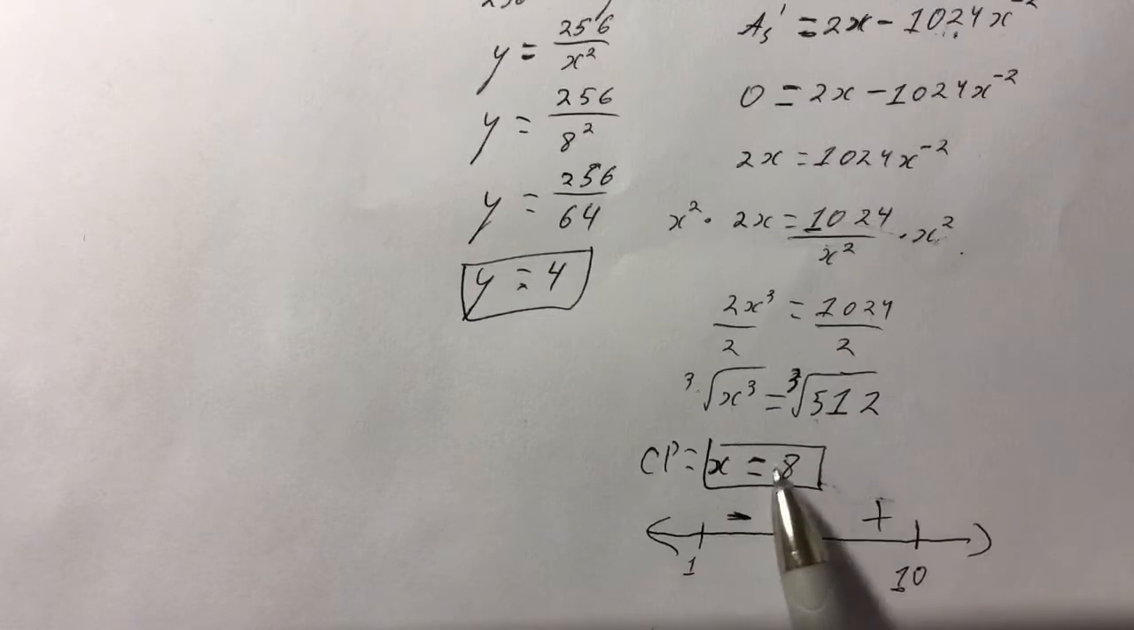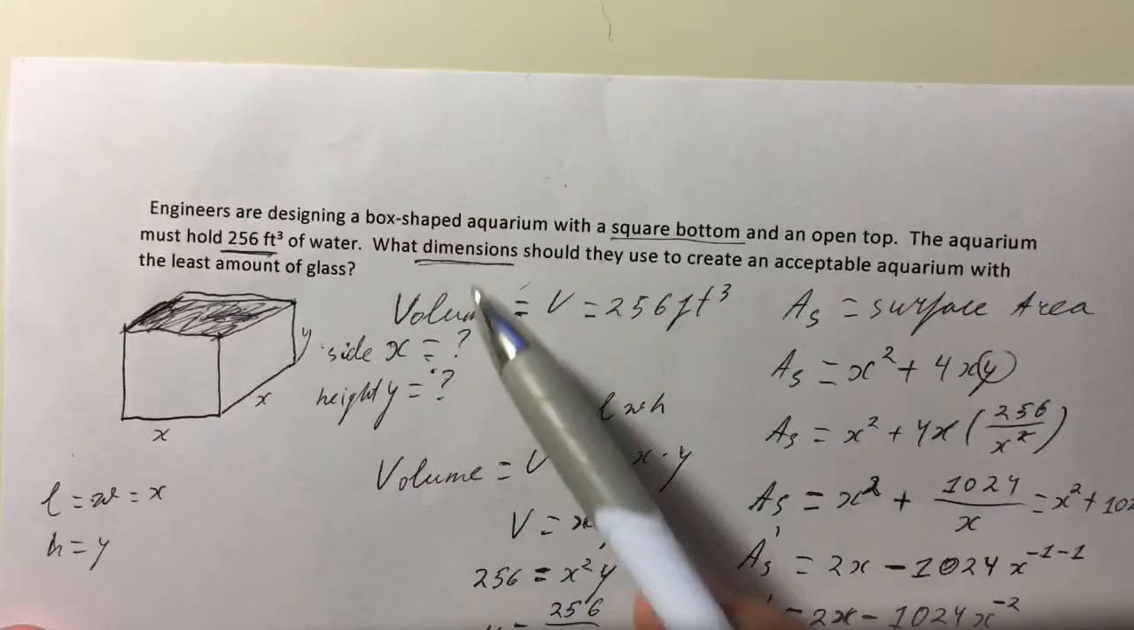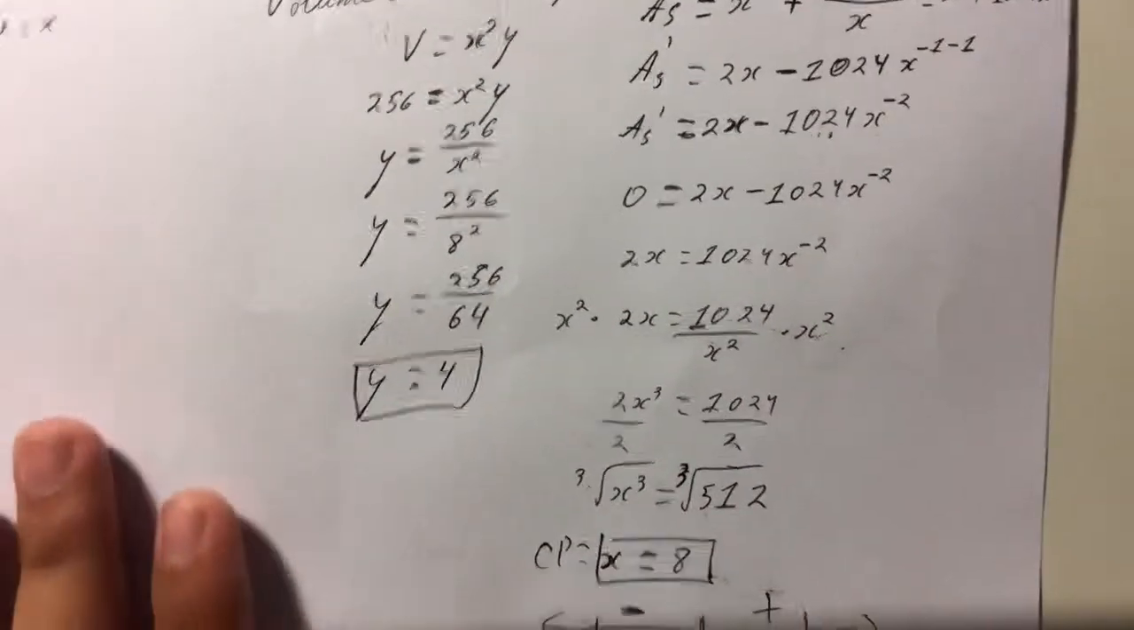And we're done with the problem. That's what it was asking us for. We got one side, we got the height. That's all it was asking for, is the dimensions. And that's it. So you got it.